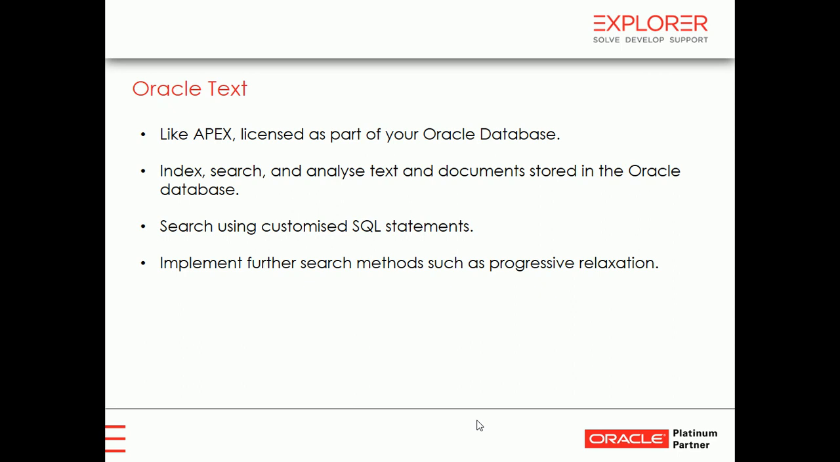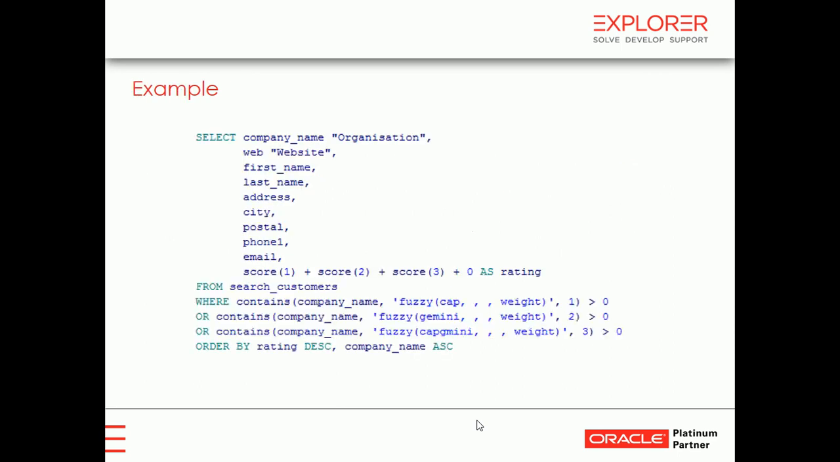It also has a further implementation called progressive relaxation, which allows you to gradually relax your search terms in order to bring back further and further results. Now, this isn't a video teaching you how to set up and use Oracle Text. I'd advise you check out the documentation on Oracle's website for it. We were able to get started with it, set it up and start changing our queries quite quickly. But we're just going to give you a quick illustration of the type of query you would write after populating your indexes, and then a quick demonstration of it working.